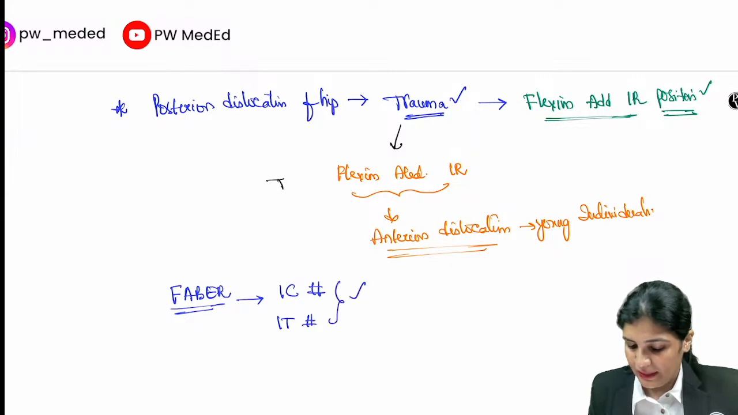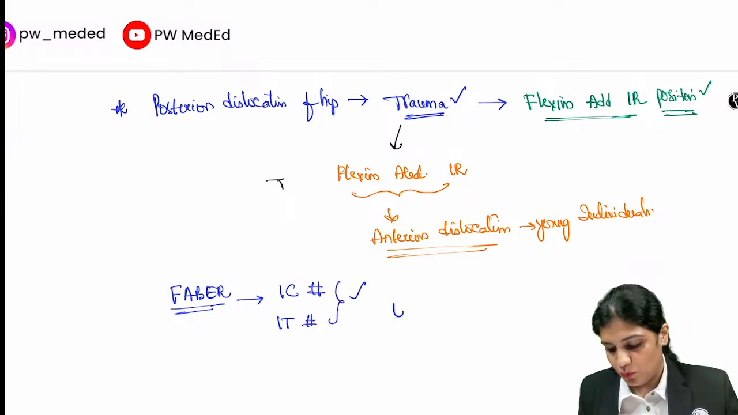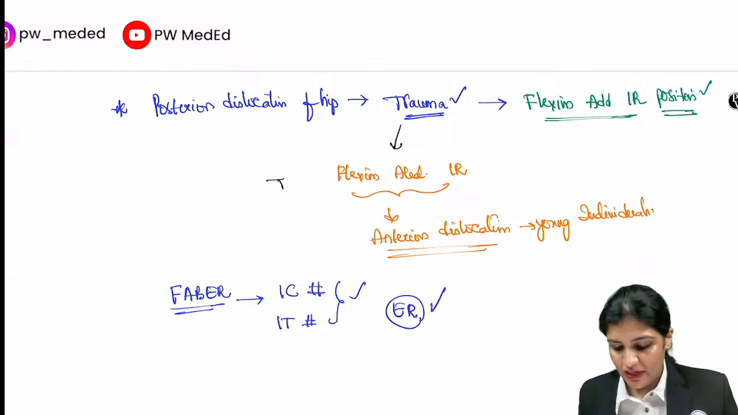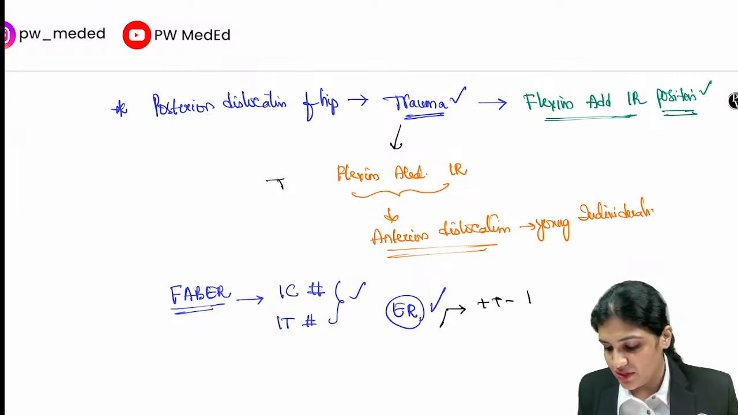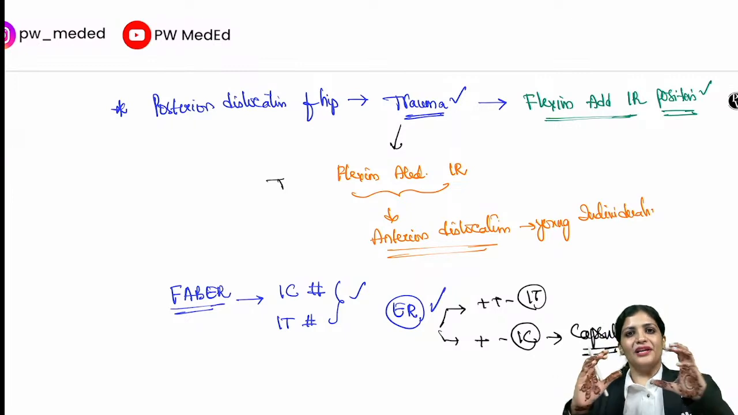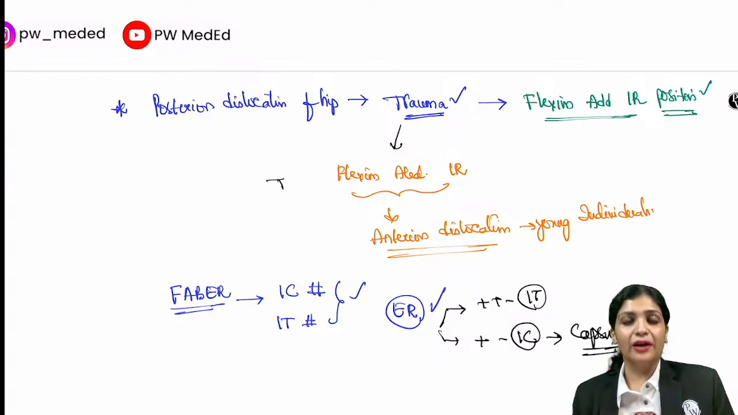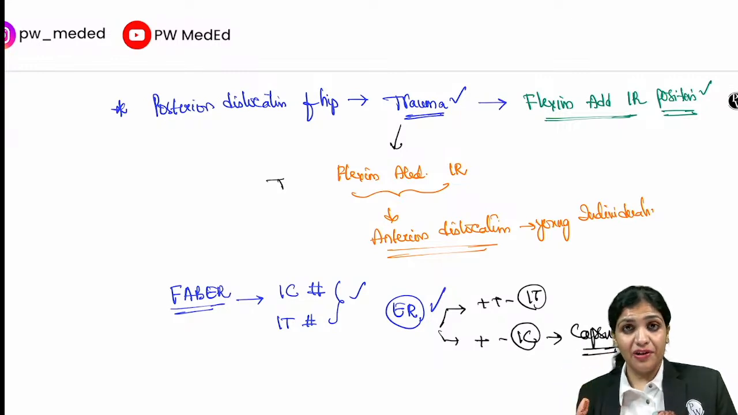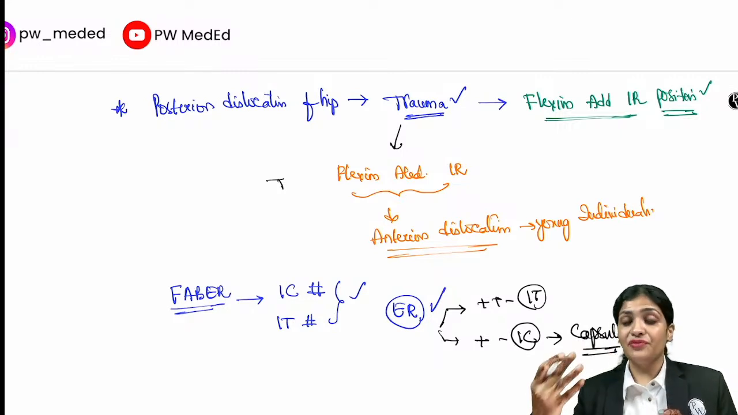But in these cases, external rotation is the one which is more important than the flexion component. So external rotation is more pronounced in case of the IT fracture and less pronounced in case of your IC fracture, because this is covered with the capsule. Because of the presence of this capsule around the hip joint, it will prevent the amount of external rotation which is seen more in case of extracapsular, that is your intertrochanteric fracture.